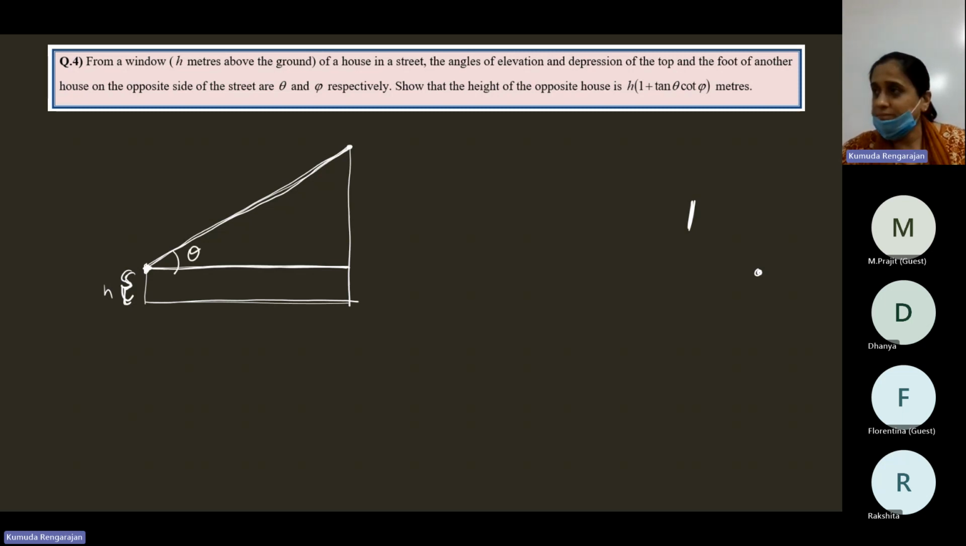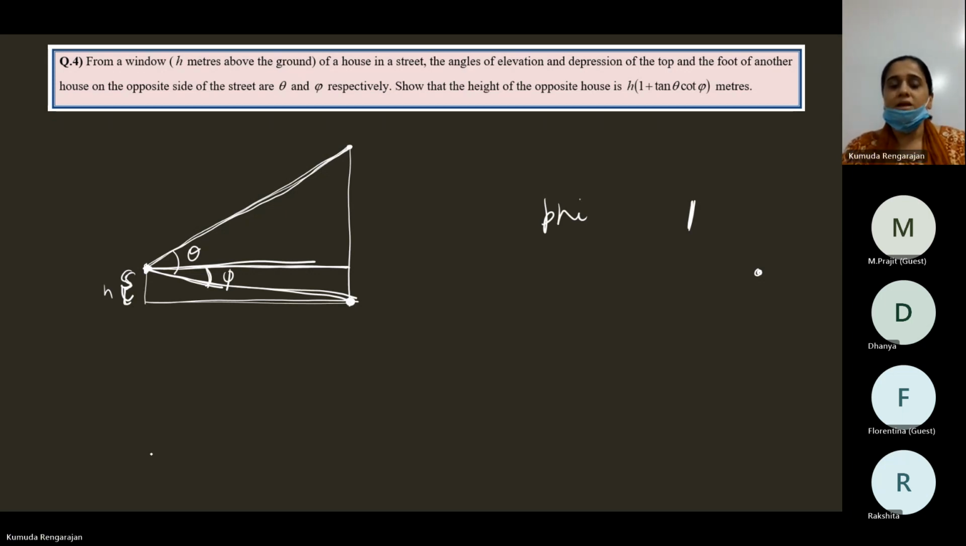Now from the same window, the observer looks at the foot of the house. That obviously is depression. So he's looking down at the foot of the house, right? So from here, he looks at the foot of the opposite house. This is the line of sight. And how do you mark the angle of depression? This is the horizontal, and this is the line of sight. Between them is the angle of depression, which is phi.